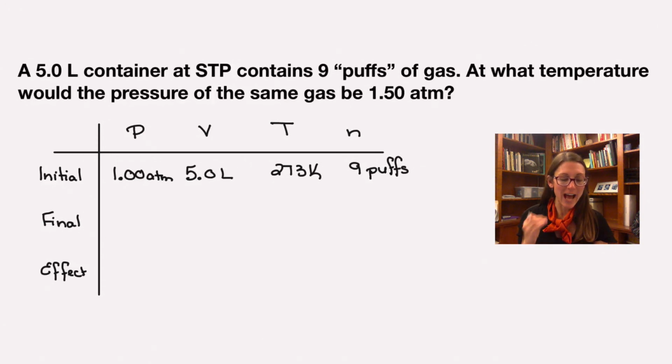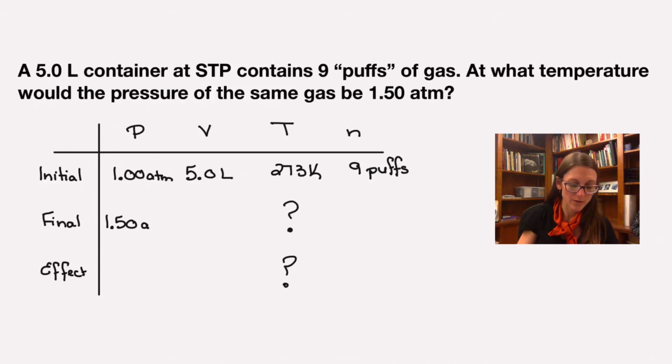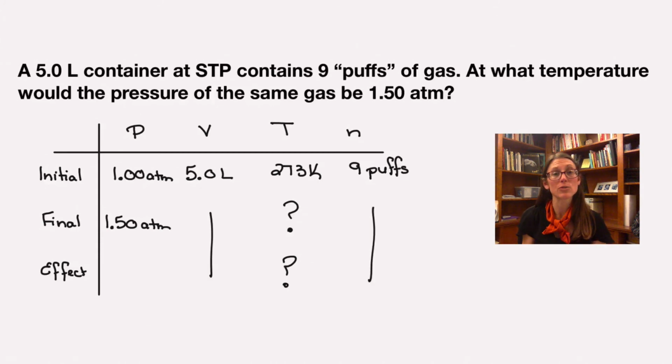The question is, at what temperature would the pressure of the same gas be 1.5 atmospheres? So at what temperature is our question, so I'll put a couple of question marks to fill that column. Would the pressure of the same gas be 1.5 atmospheres? So the final pressure is 1.5, and everything else is going to stay the same. So I'm going to draw a line so we don't worry about those.